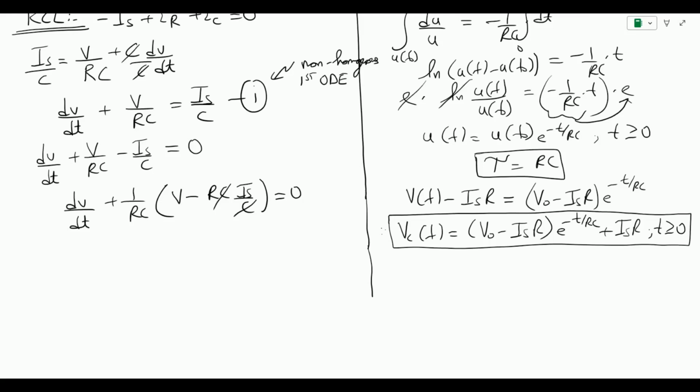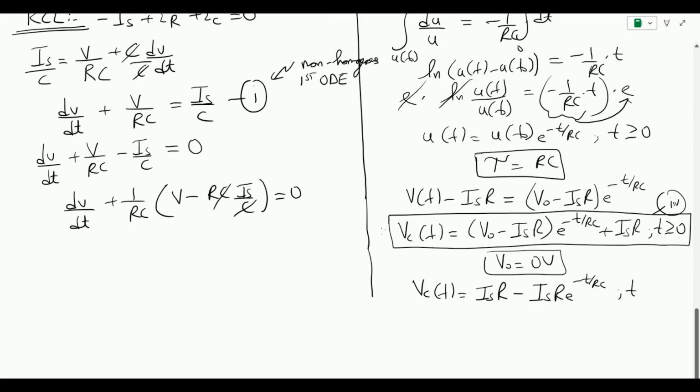And we can also simplify this equation if we consider the initial voltage to be 0. So this equation, let me call it equation 4, can also be simplified as the voltage appearing across the capacitor is going to be IS R minus IS R e raised to the power minus t by RC for t greater than or equal to 0. So this is again the second representation of the above equation 4, and let me call this equation 5.